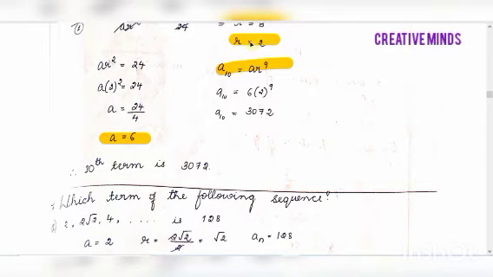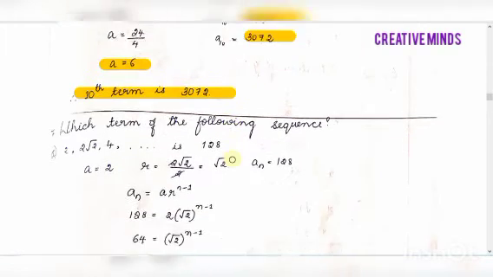Now we got the value of r and the value of a. So we can easily substitute in this formula. a10 is equal to a r to the power of 9. a10 is equal to 6 into 2 to the power of 9, where the value of a is 6 and r is equal to 2. So 2 to the power of 9 into 6 is equal to 3072. So the value of a10 is 3072. So the 10th term is 3072.